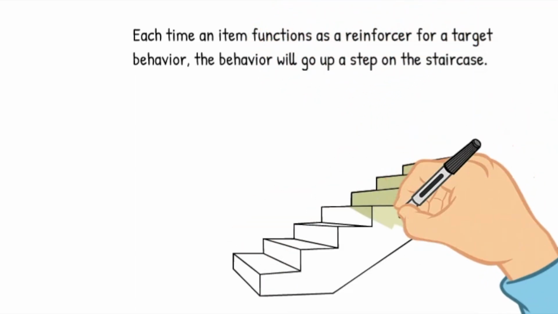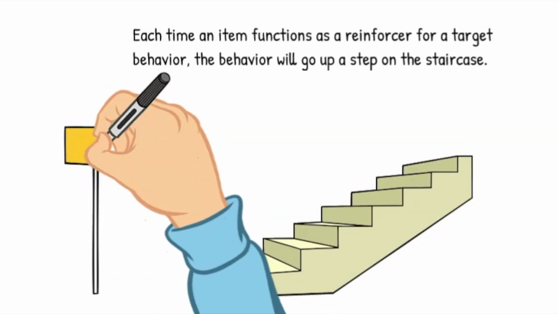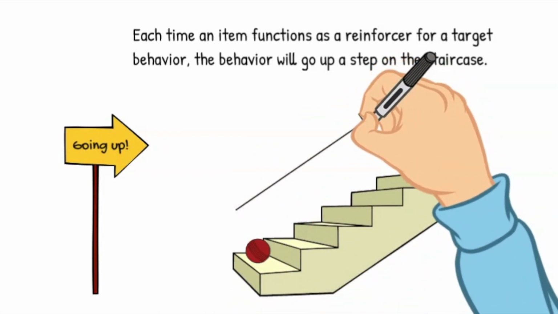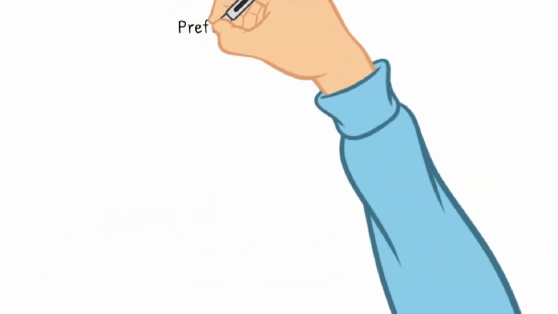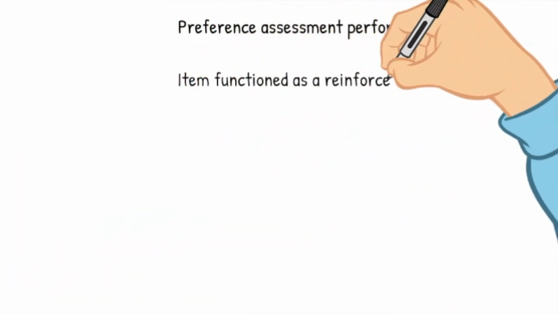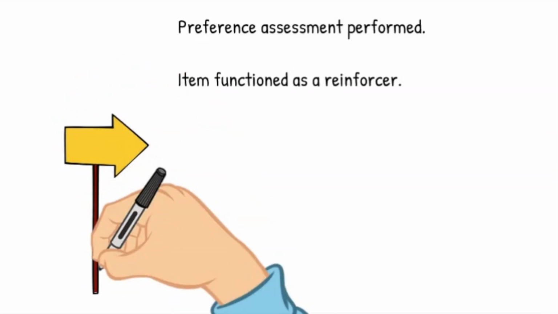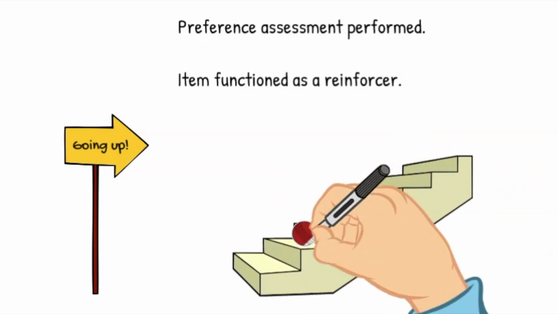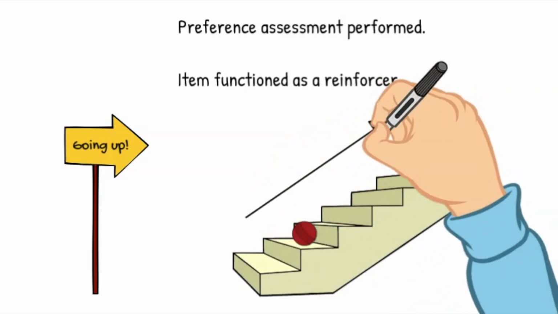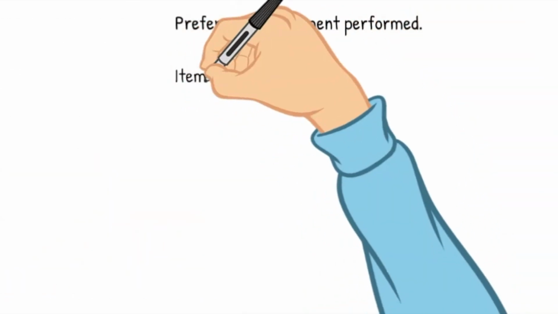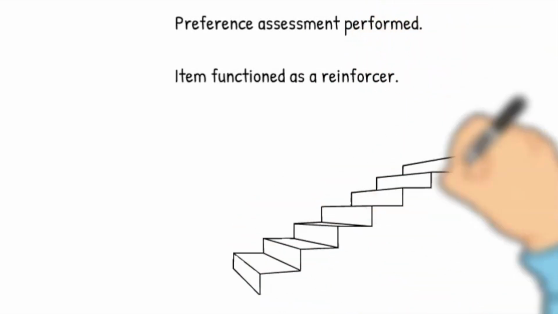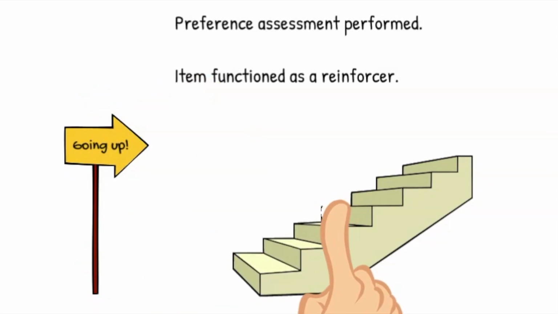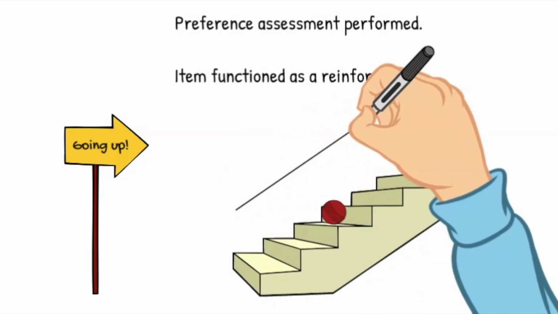Let's consider a staircase as an analogy for skills increasing. You usually see a stepwise increase in skill level, so you want to see that ball go up. If you use a preference assessment, it's more likely that the item presented will function as a reinforcer and that the skill will increase or go up a level or go up a step. Going up. Once more, the preference assessment is used and the item functions as a reinforcer. This means we should see the skill go up a level. Going up, it's on level 3.